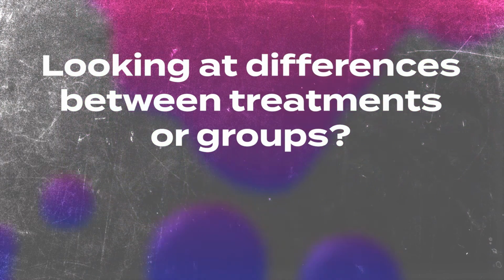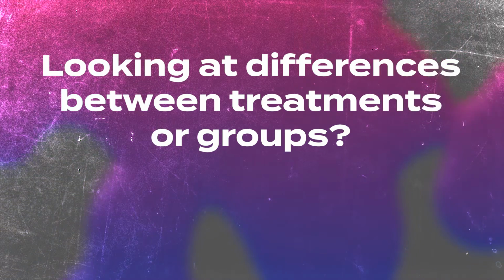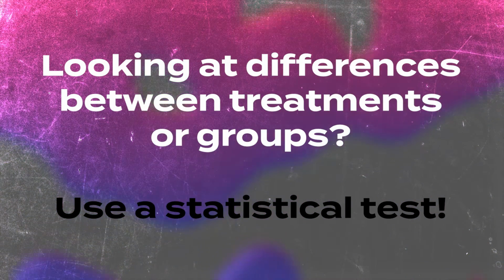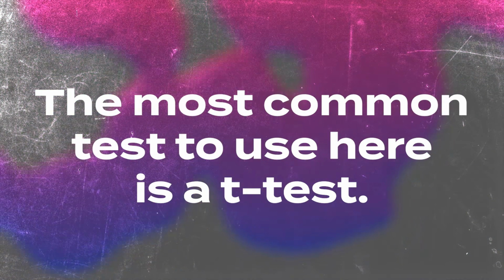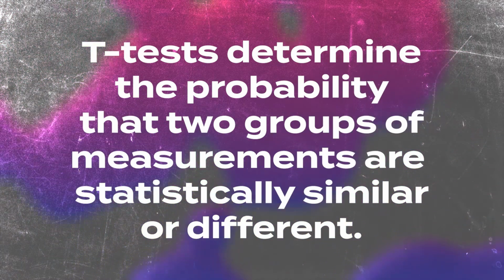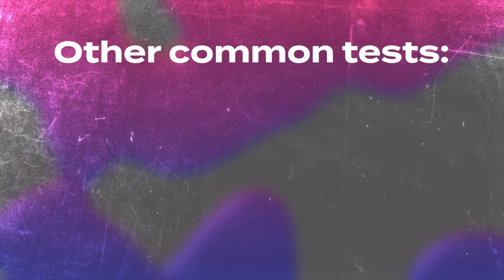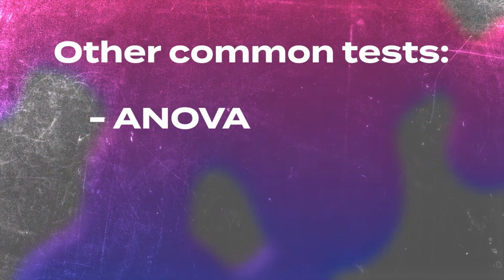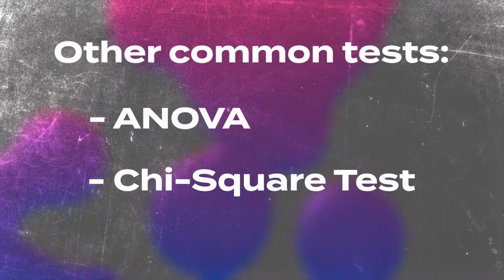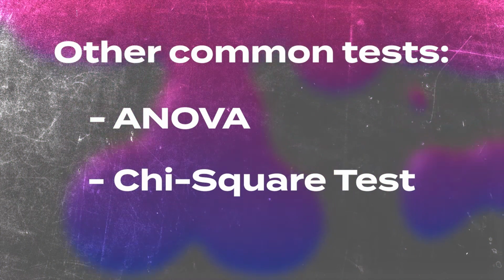You may be looking at differences between treatments or groups, in which case you may want to use a statistical test to determine if the differences you measured as you change your dependent variable are significant. The most common test to use in this situation is a t-test, which determines the probability that two groups of measurements are statistically similar or different. Other common statistical tests you may use to determine significance of your data include an ANOVA or the chi-square test that is often used in behavioral sciences.